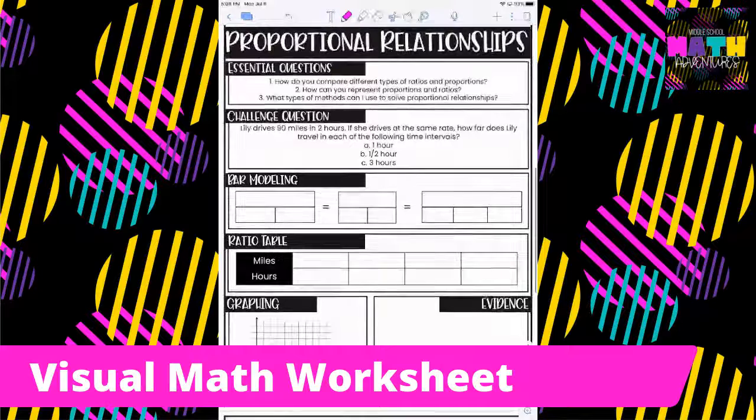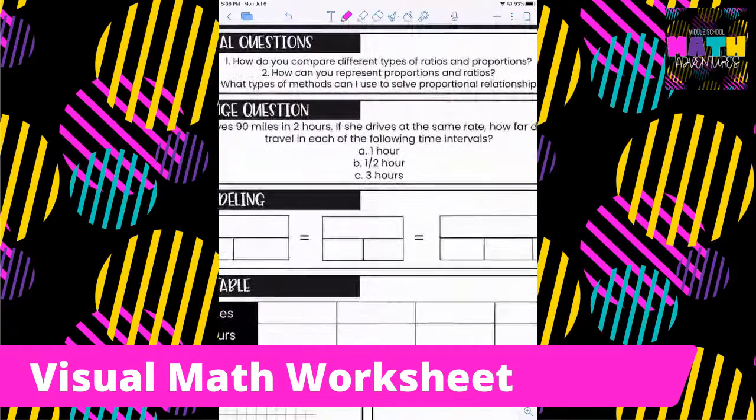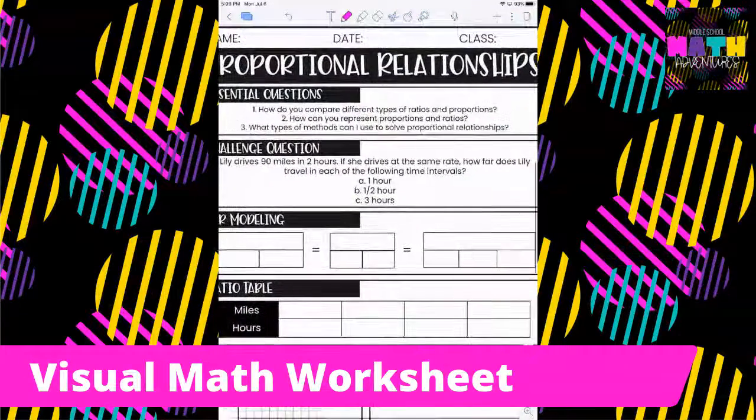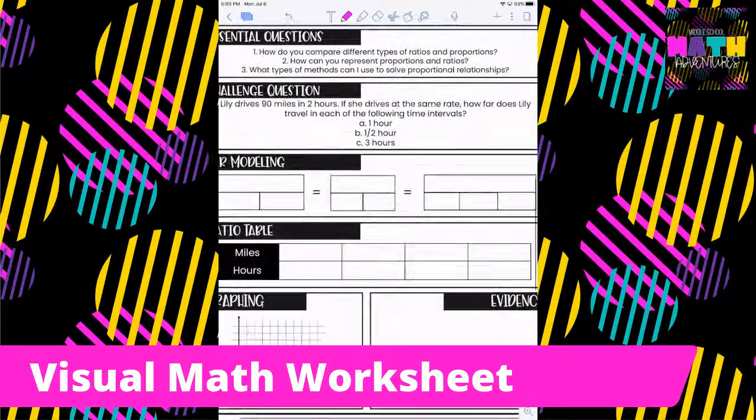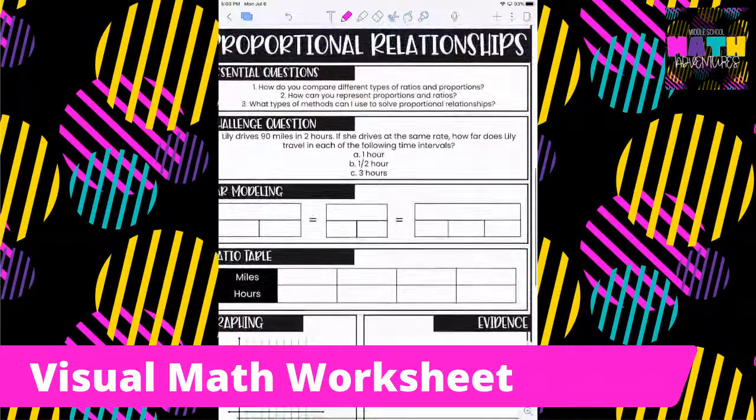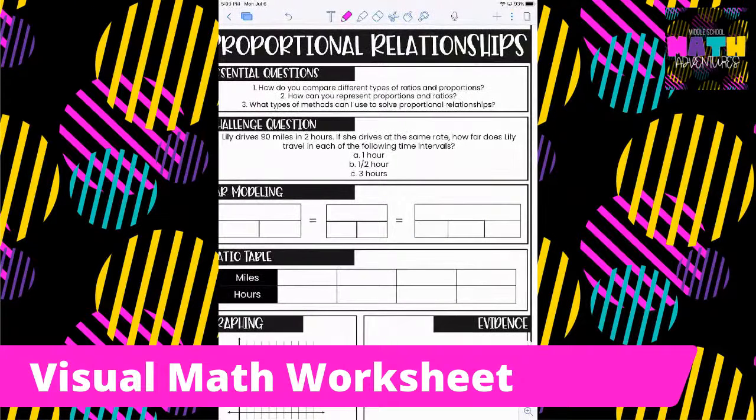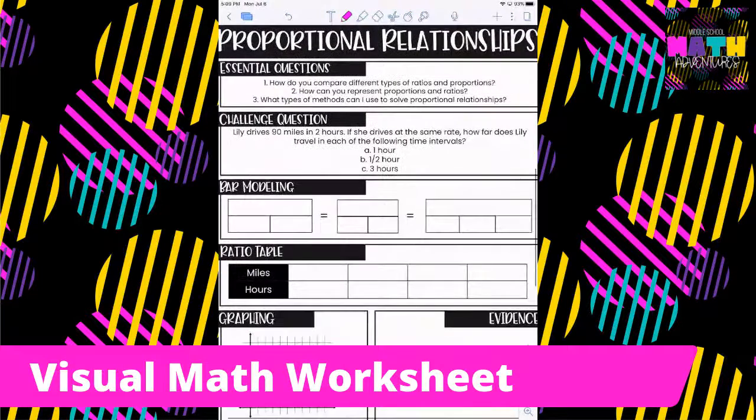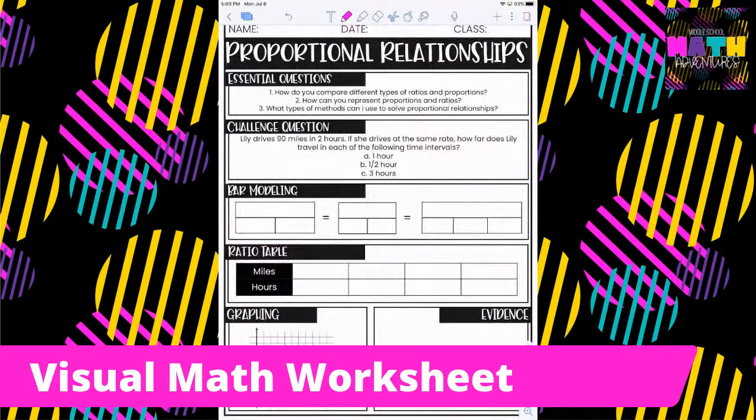So this is one of the worksheets within the visual math worksheet bundle. There's going to be a lot more in there, but basically, as you can see, we have the essential questions here, and then we have the questions. So in this scenario here, we have Lily drives 90 miles in 2 hours. If she drives at the same rate, how far does Lily travel in each of the following time intervals? Okay, so we're looking at this scenario from the perspective of Lily, right? And the ratio here, we start off with 90 and 2.